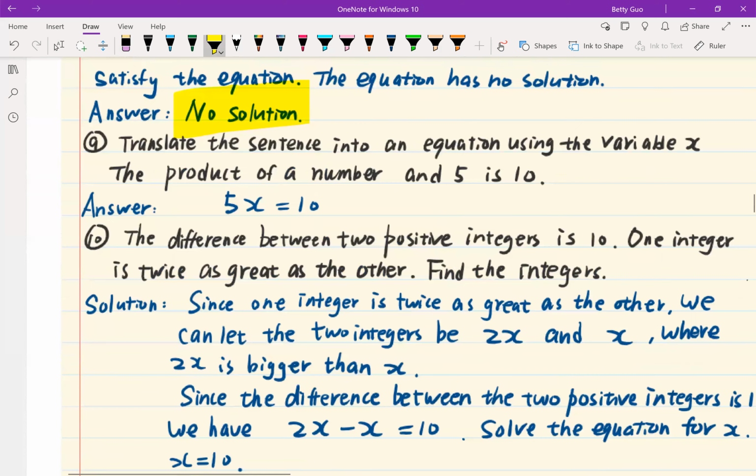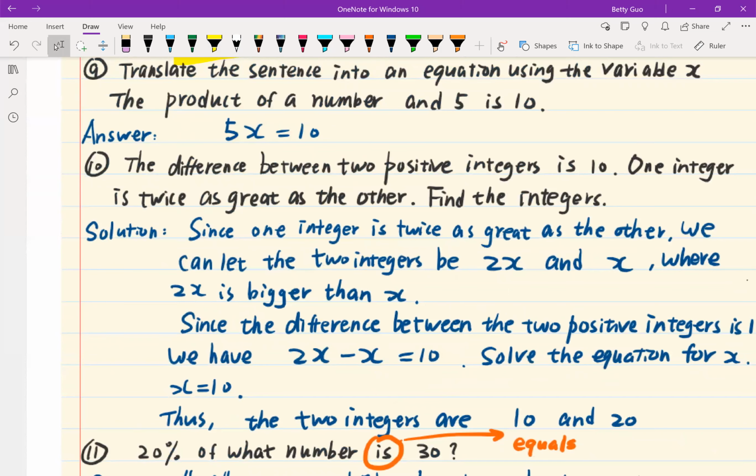Number 9, translate the sentence into an equation using the variable x. The product of a number and 5 is 10. Let's use x to be the number. The product of x and 5, x times 5 or 5 times x, is 10, so equals 10. So the equation is 5x equals 10.